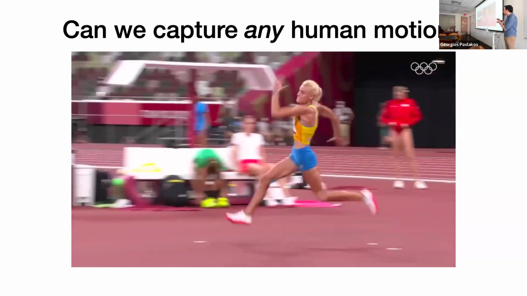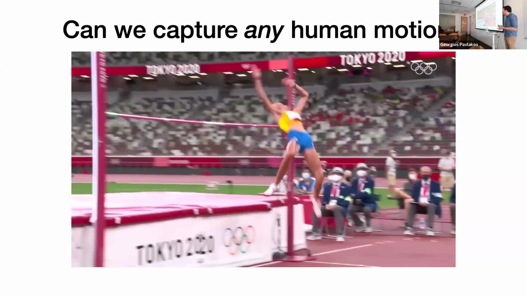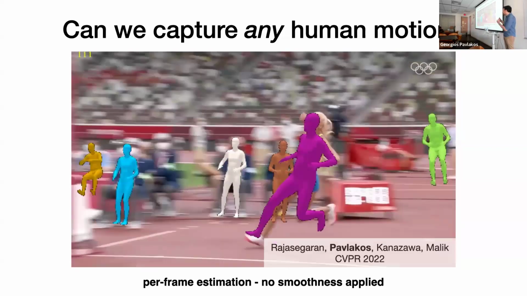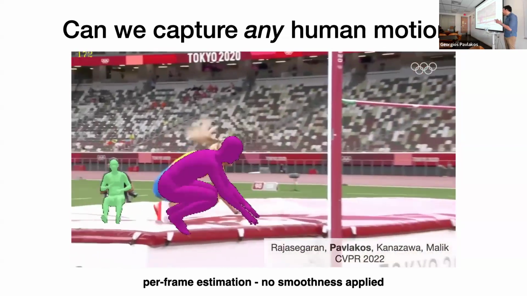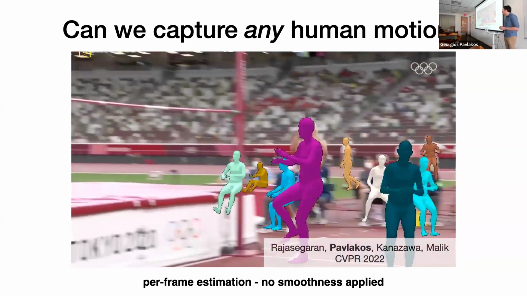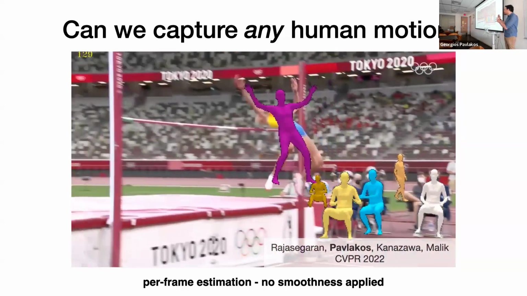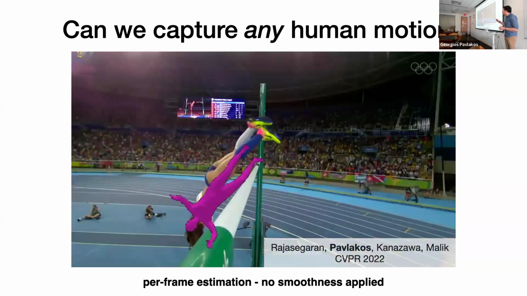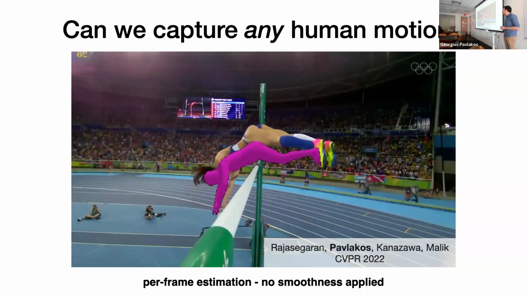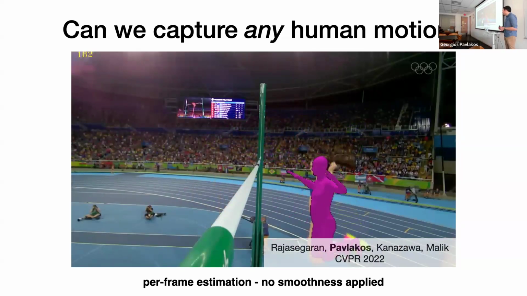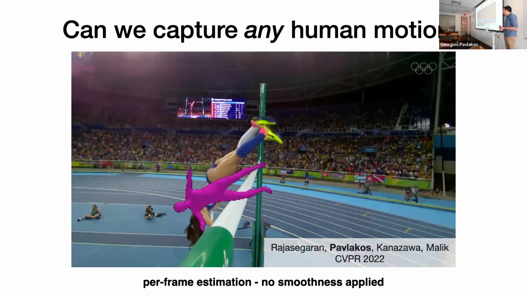And for some of these more extreme or unusual motions, our methods are failing spectacularly. So you see here that for the most challenging part of the motion, the reconstruction doesn't really make sense. And this is not just a specific example. This happens quite often. For some unusual viewpoints, our state-of-the-art methods are failing spectacularly.